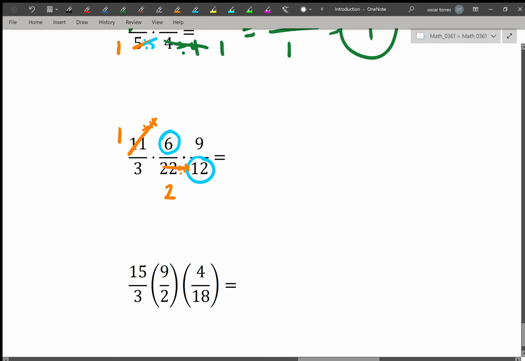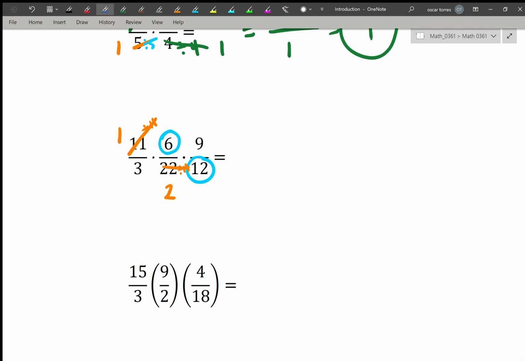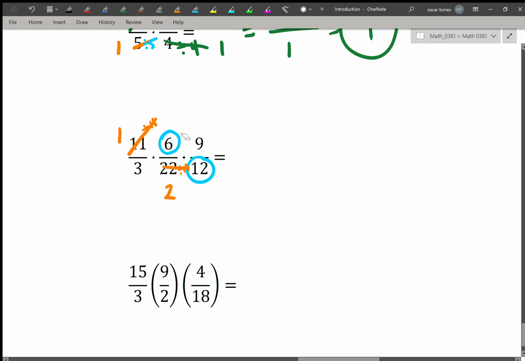Because I know the number 6 goes into both of those values. How many times does the number 6 go into the number 6? It goes into the number 6 one time. And then if we divide 12 by 6, 12 divided by 6 gives us a 2. So we're done simplifying those.